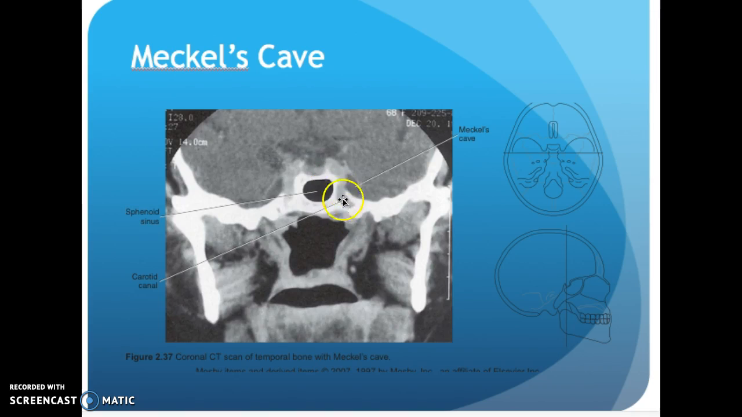The carotid canal comes up on either side, and this is your sella turcica. So your pituitary sits right in there. And you can see up here, we'll talk about that when we get to the brain and what this area is called.